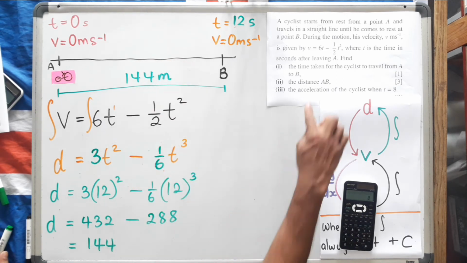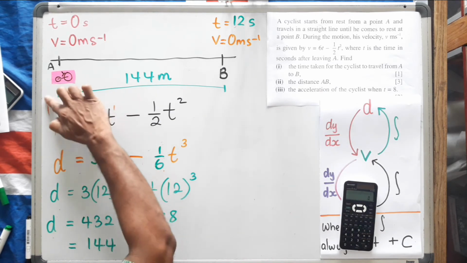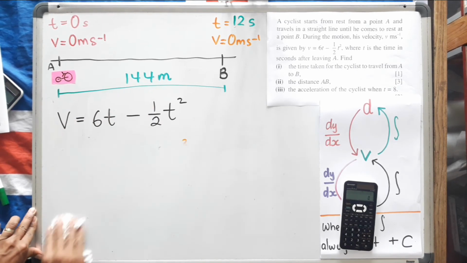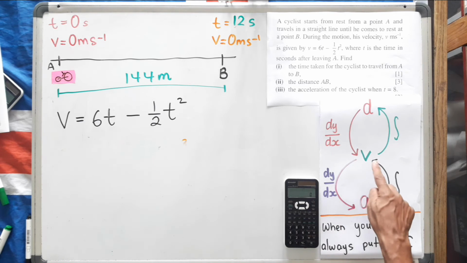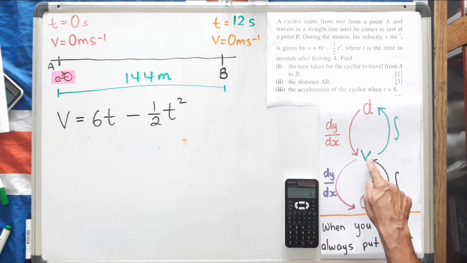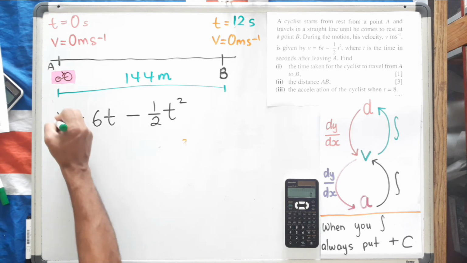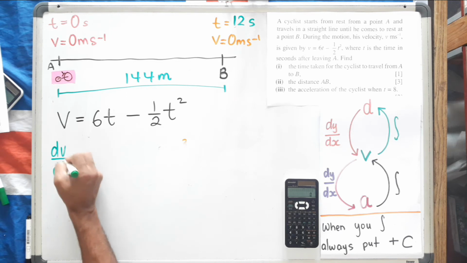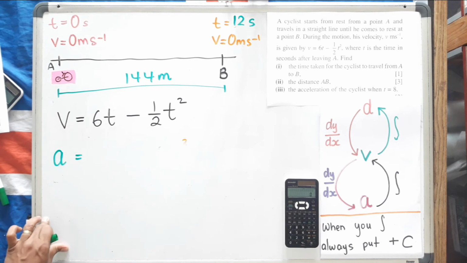All right, the acceleration. To find the acceleration, let's go back to the original formula they gave us, which was this. All right. Remember, if you have velocity and you require acceleration, you need to move downwards. So I need to differentiate this expression to get acceleration. So when you differentiate v, you will get dv/dt. dv/dt is the same exact thing as acceleration, right?